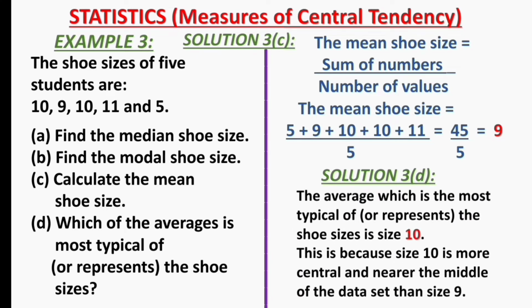Now from the solution, the average which is most typical of or represents the shoe sizes is size 10. This is because size 10 is more central and nearer the middle of the data set than size 9. Don't forget the averages we got were for the median it was size 10, for the mode it was size 10, while for the mean it was size 9. Of these 3 averages, it is the size 10 that is the most typical average of the shoe sizes. I hope all the solutions in question 3 are clear to you.